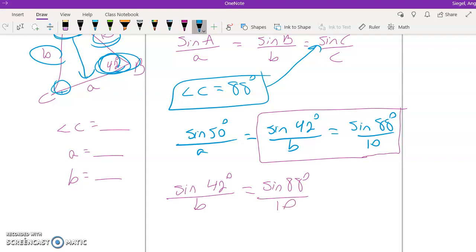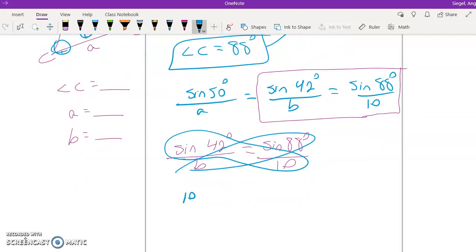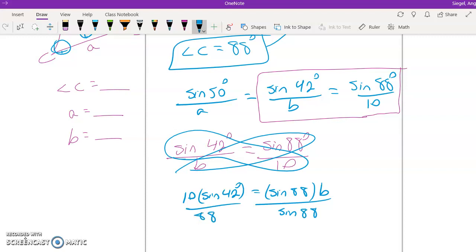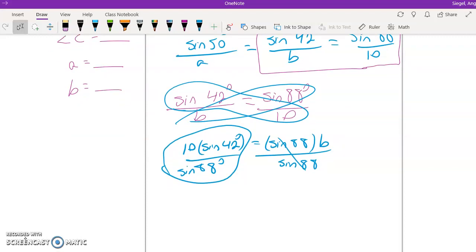So you are just going to cross multiply and divide. So I have 10 sine of 42 equals sine of 88 times B. So I'm just going to divide by the sine of 88. Oops. And type that whole thing in my calculator. So all of this good stuff in my calculator. And if you did it correctly, you should get that B equals about 6.7.